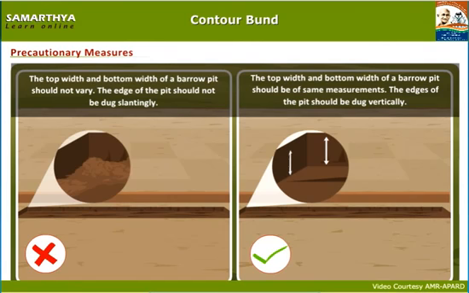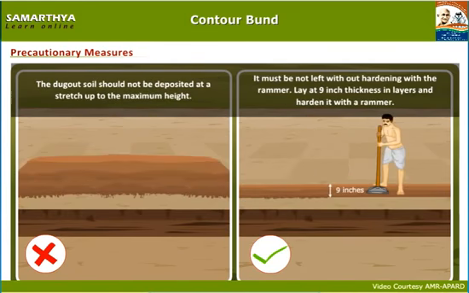The edge of the pit should not be dug slantingly. The top width and bottom width of a barrow pit should be of the same measurements. The edges of the pit should be dug vertically. The dugout soil should not be poured at once till the maximum height. It must be toughened. Lay at 9-inch thickness in rows and toughen it with a rammer.